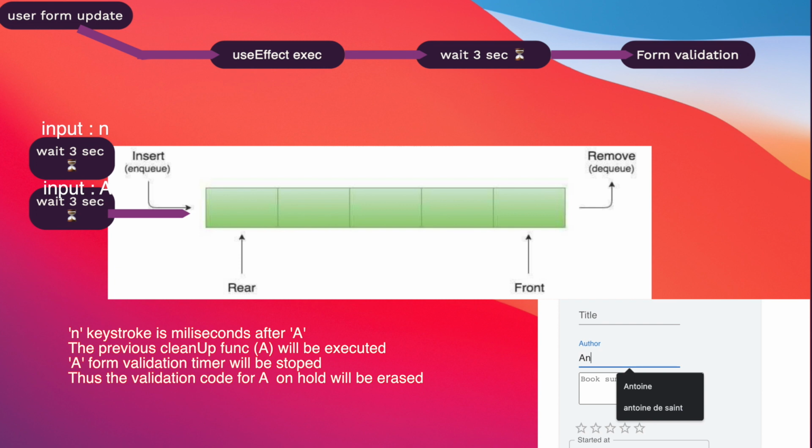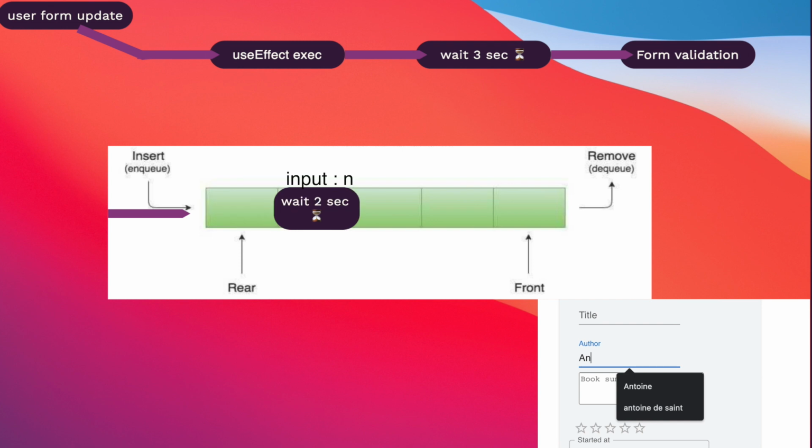This time the cleanup function will get called. This will clear the previous timeout started with A, which means that the validation on the letter A will never get executed. Then a new timeout is started linked to the letter N. In our queue, we'll have only one timeout delaying the execution of one form validation instead of two.